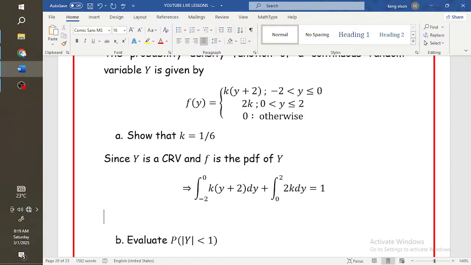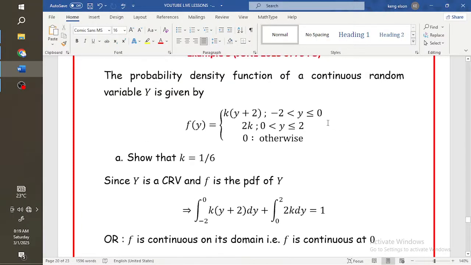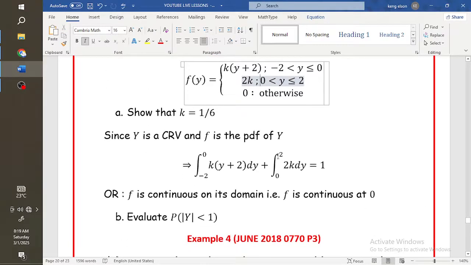If you don't want to use this, you can use the fact that the function f is continuous. If it is continuous, it means that f is continuous on its domain, which means that it must be continuous at 0. So f is continuous at 0. Why are we saying so? Because the only relationship between the first bound and the second bound is the point y equal to 0. Okay, that's the only relationship.